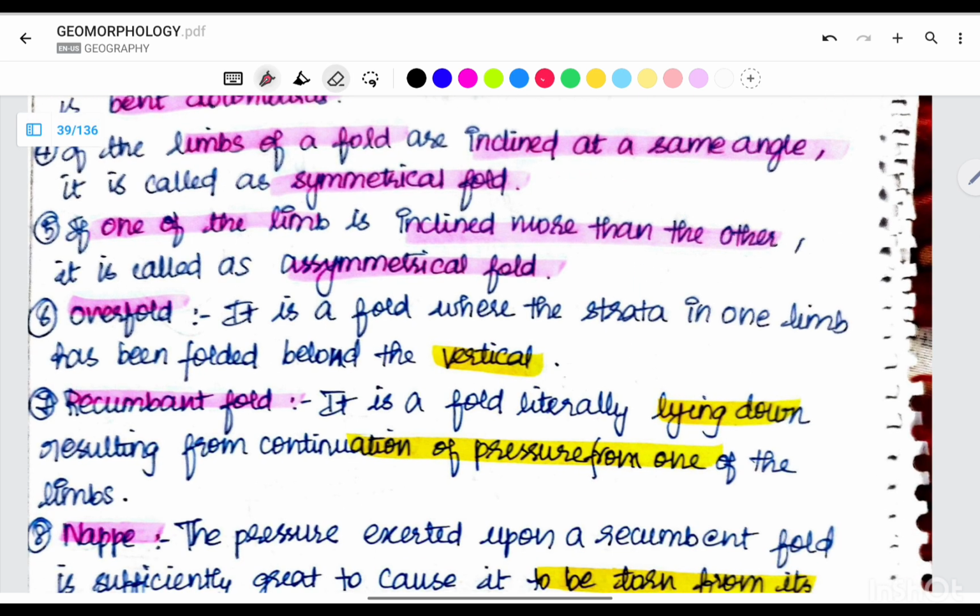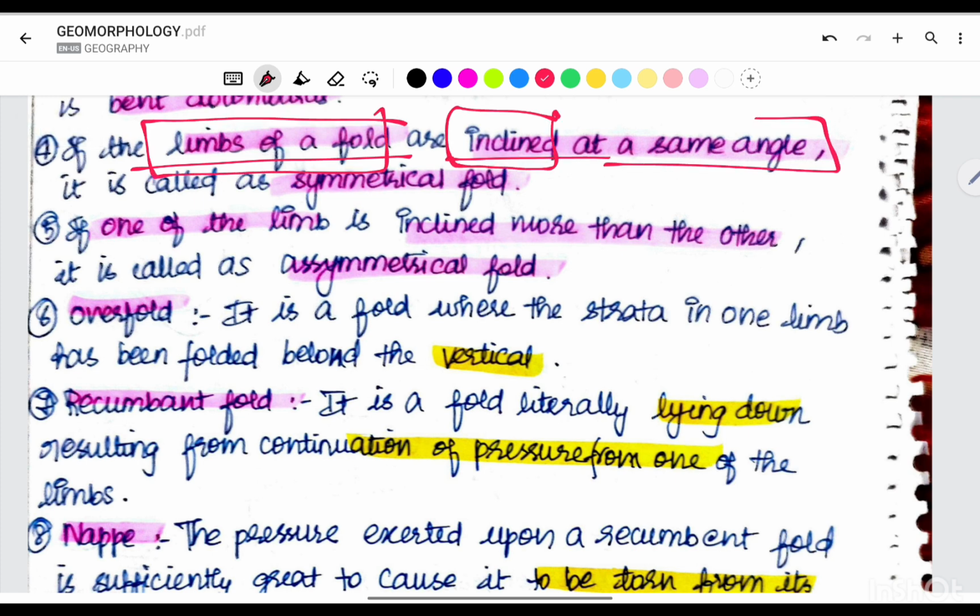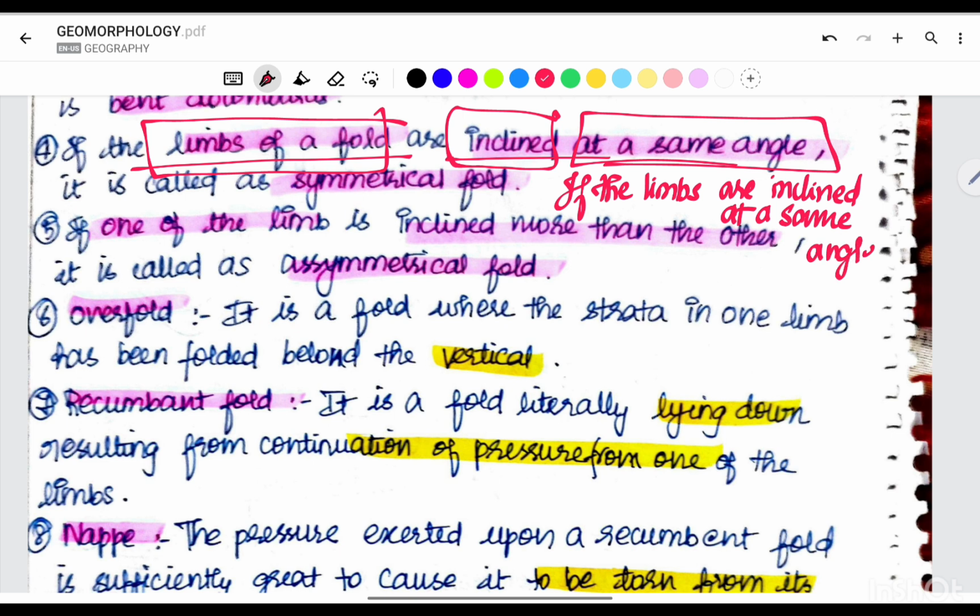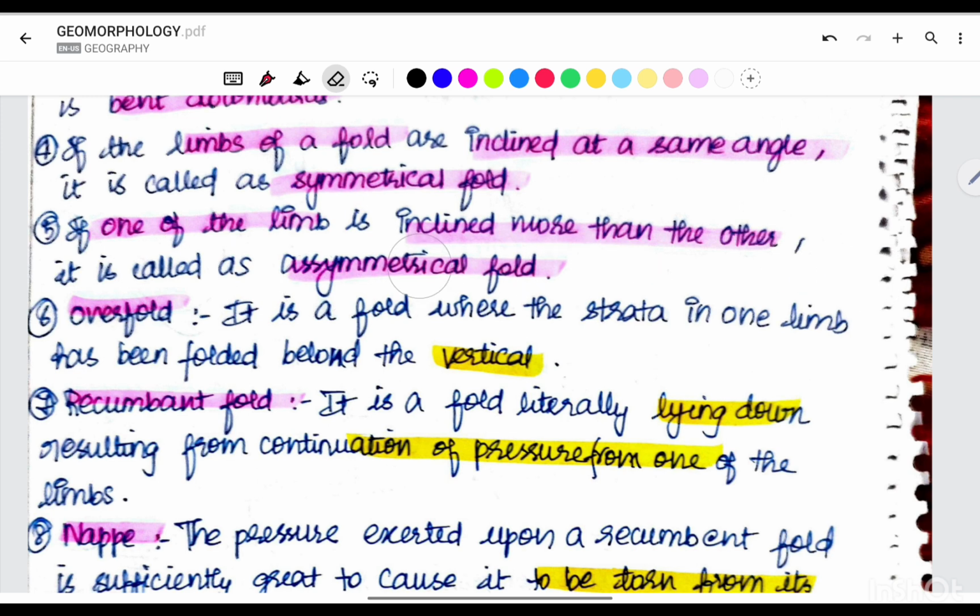If the limbs of the fold are inclined at the same angle, we say that the limbs are inclined at the same angle. It is called a symmetrical fold. If they are inclined at the same angle, it is called a symmetrical fold.